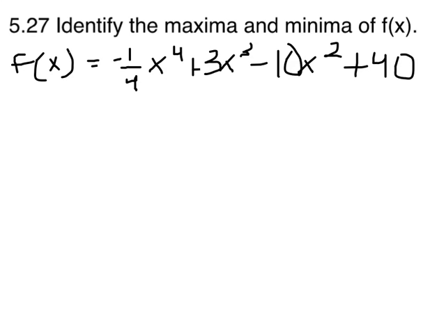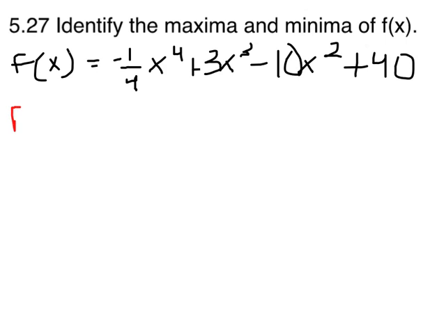Chapter 5, number 27. Identify the maximum and minimum of f of x. f of x is equal to negative 1/4 x to the fourth plus 3x cubed minus 10x squared plus 40. We're going to use the first derivative test in order to solve this.